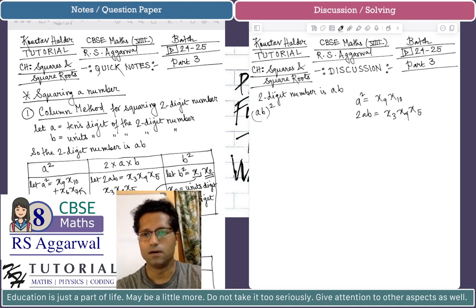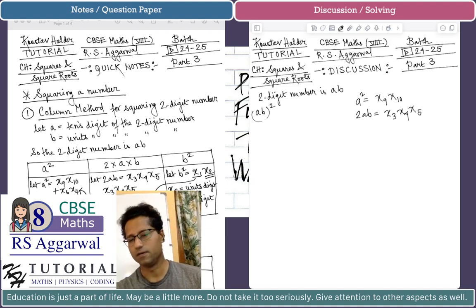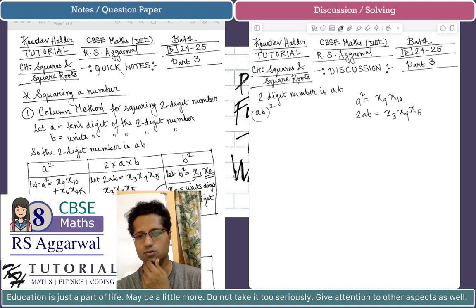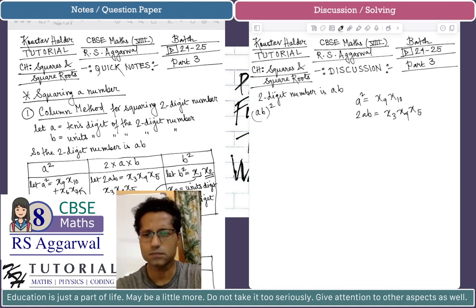Now why so? A and B are digits, so the maximum value of A and B can be 9. So 9 into 9 will be 81, and 81 into 2 will be a 3-digit number. So twice of AB can be a 3-digit number. That is the reason we are expressing twice of AB as x3, x4, x5, and B square will also be maximum 2-digit, and we are expressing B square as x1 and x2.